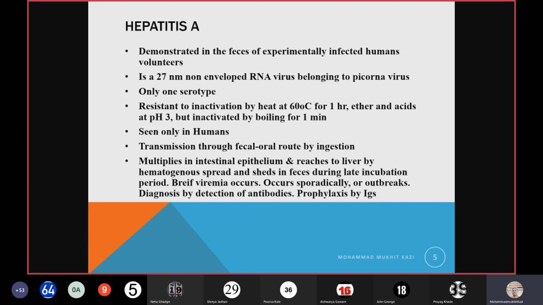Starting with hepatitis A, it was demonstrated in the feces of experimentally infected human volunteers. It measures 27 nanometers and is a non-enveloped RNA virus. We have studied enveloped and non-enveloped viruses, in RNA as well as DNA. So this is a non-enveloped RNA virus belonging to the picornavirus family. Only one serotype is there in hepatitis A.